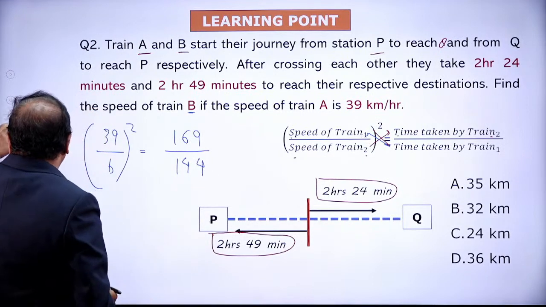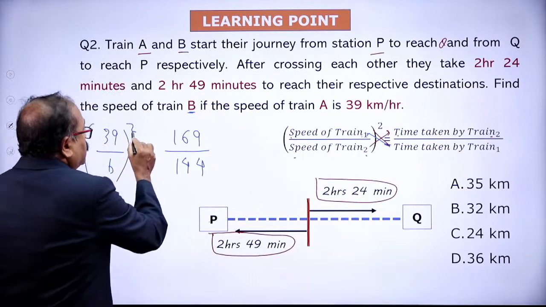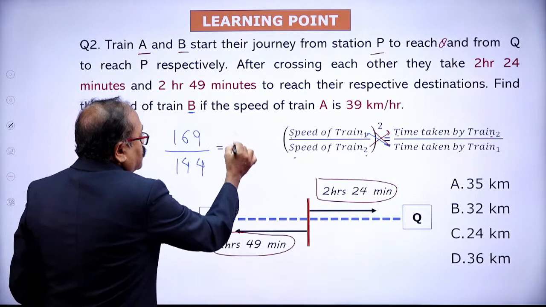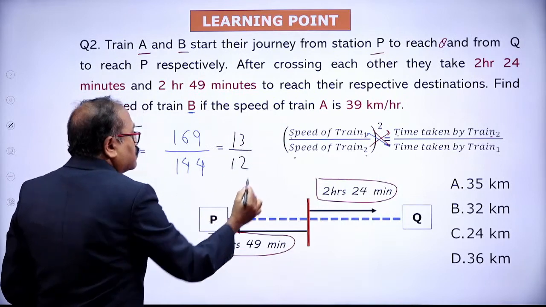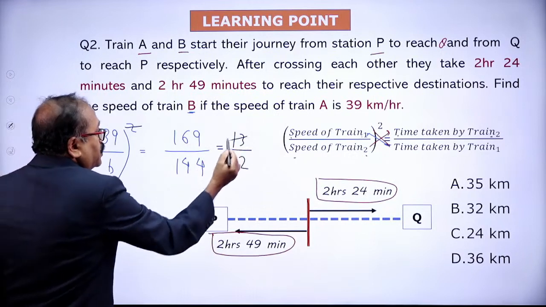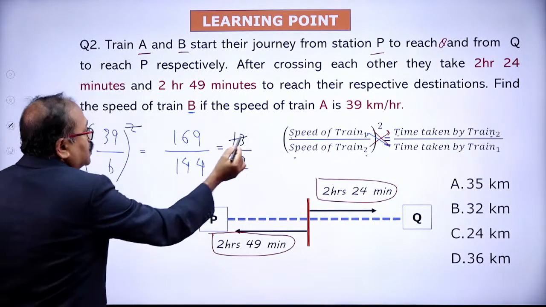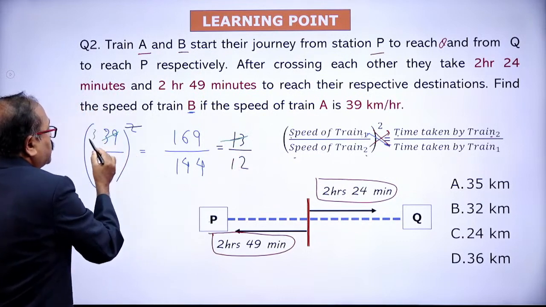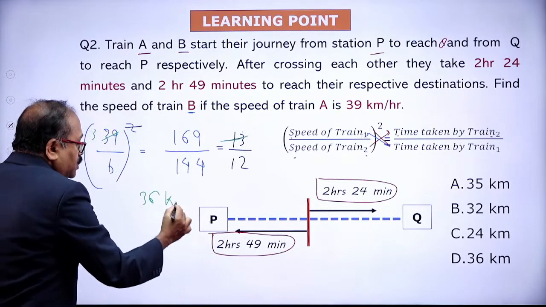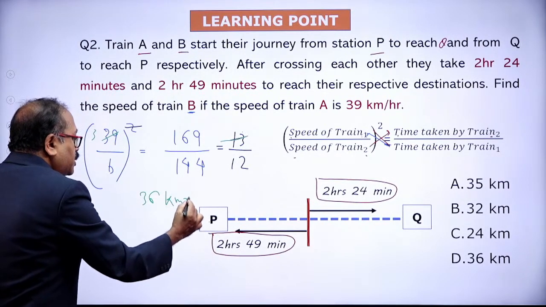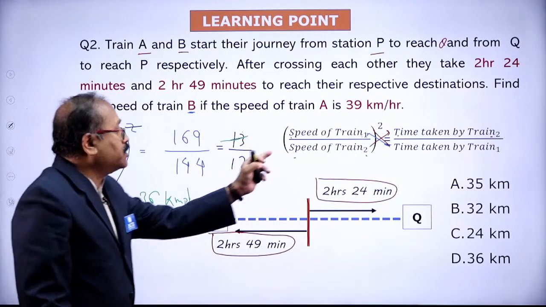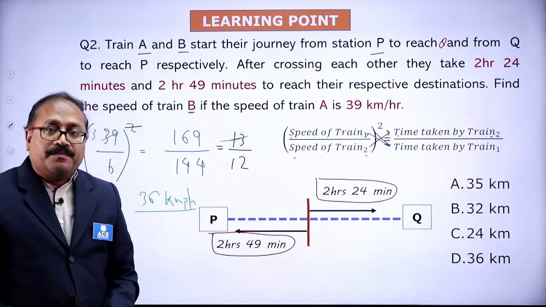Did you notice, my friend, that when I take the square root, it becomes 13 by 12? Now, what is B? With 13, this gets cancelled 3 times. So B is equal to 12 into 3, which is 36. So the speed is 36 kilometers per hour. That's all. You are expected to know the formula.